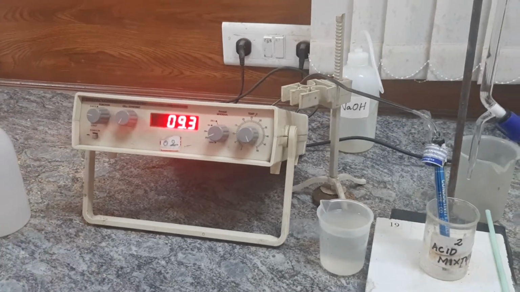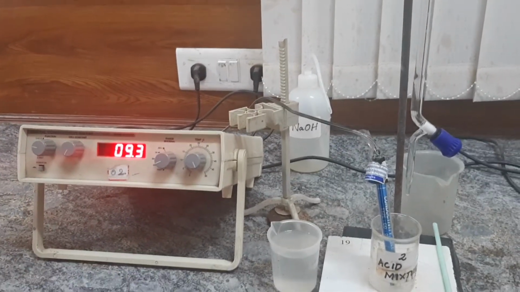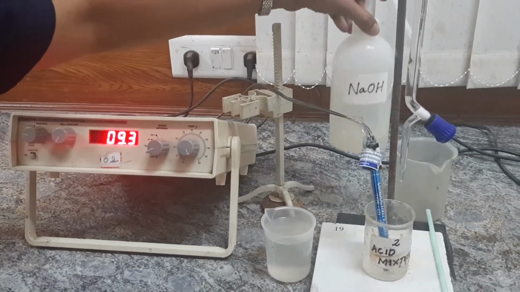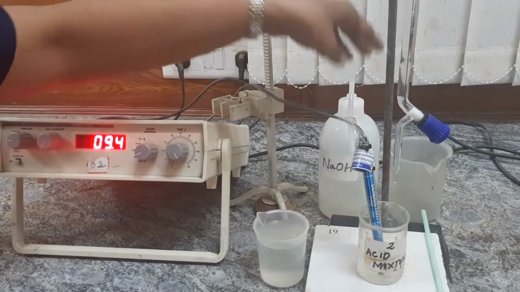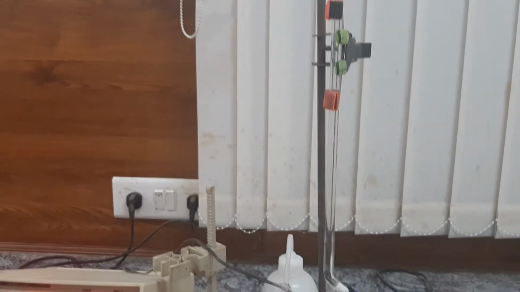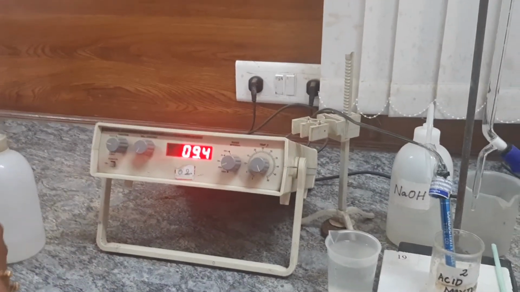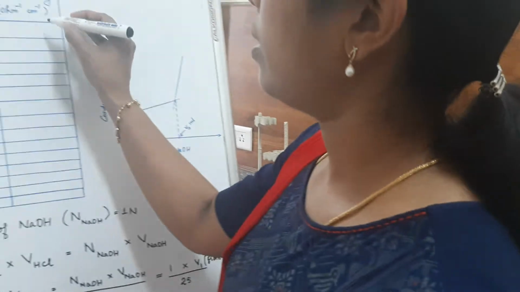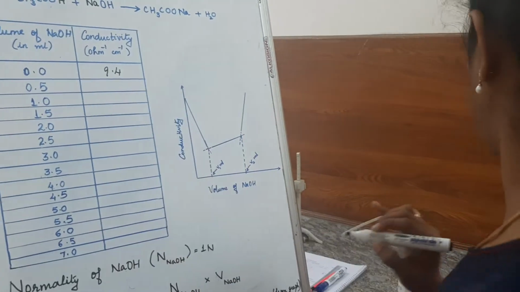Say it is 9.3. Now we have not added any sodium hydroxide. You will also be provided with standard sodium hydroxide, which is filled in the burette. I have not added any sodium hydroxide yet. The initial reading is 9.4. So just note down the reading without addition of sodium hydroxide.